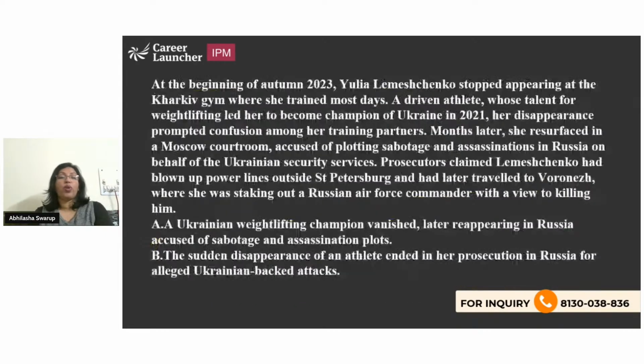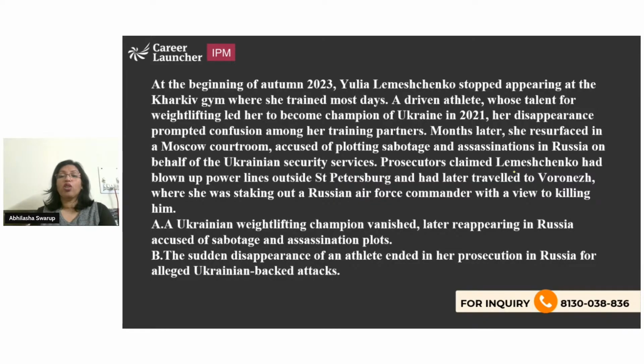All right, let's look at the next one. Question number 4, I think. At the beginning of autumn 2023, Yulia Lemeshenko stopped appearing at the Kharkiv gym where she trained most days. A driven athlete whose talent for weightlifting led her to become the champion of Ukraine in 2021. Her disappearance prompted confusion among her training partners. Months later, she resurfaced in a Moscow courtroom. So, from Ukraine, she's come to Russia now. Accused of plotting sabotage and assassination in Russia on behalf of the Ukrainian security services.